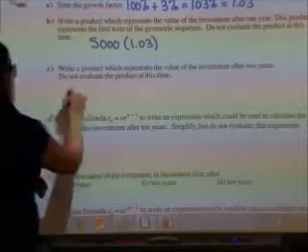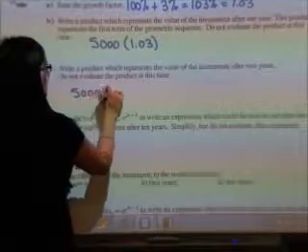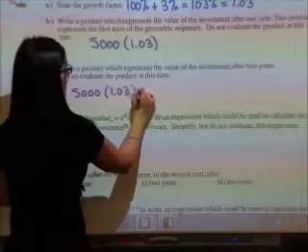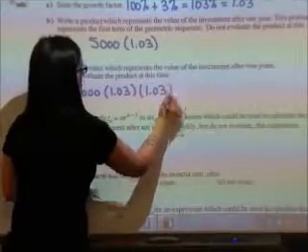That would be the value of the investment after the first year. What would I do at the end of the second year? How would I find the value of the investment after the second year? And she just add another 1.0. Yeah, I would just multiply by 1.03 again. Remember, it says do not evaluate.